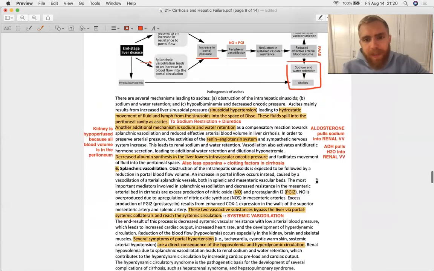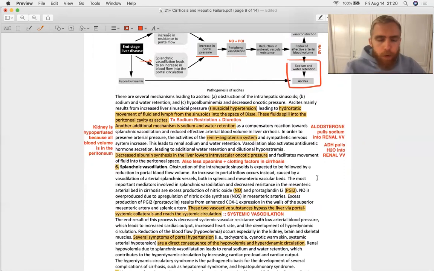So when you catch ascites, the first thing that you want to do is throw a diuretic at this patient. Furosemide is a really good one to start with. And you're going to say restrict dietary sodium, restrict dietary fluid volume.